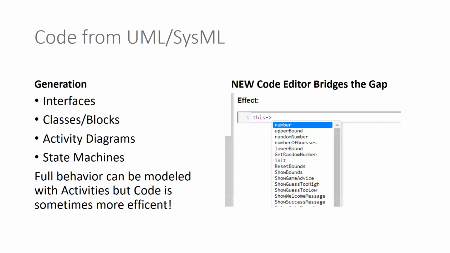To generate code from UML and SysML, what we can support at the moment is we can generate code from interfaces, UML or SysML. We can generate code from classes or blocks. We can generate code from activity diagrams. An activity diagram typically is on the level of an operation in our context. And we can generate code from state machines on the class level. Full behavior can be modeled with most of the things that the UML and fUML standards propose.